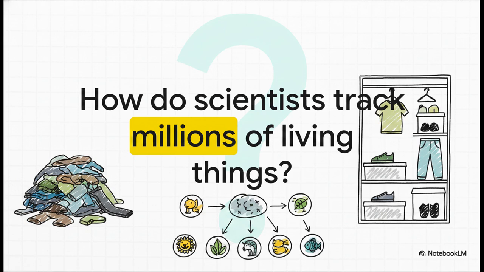Think of it kind of like organizing a giant, incredibly messy closet. You wouldn't just throw all your clothes in a giant pile, right? You'd group your shirts together, your pants together, your shoes together. Well, scientists do the exact same thing with living organisms. They organize them into specific groups to help us actually understand them.